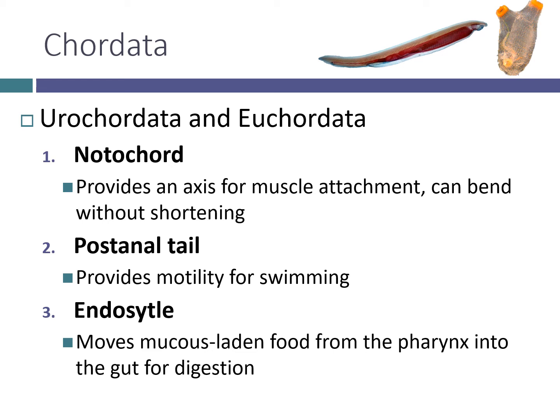Now with the chordates, you're going to have the euchordates. They're going to have this notochord. This provides an axis for muscle attachment. It can bend without shortening, without a spinal column. It's a notochord, they're different.